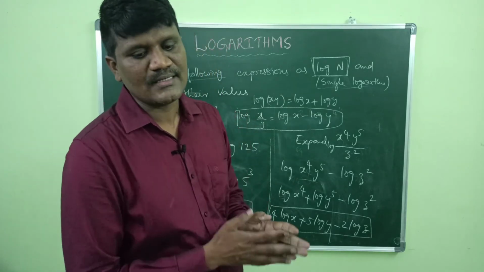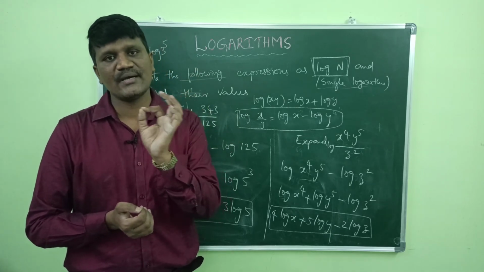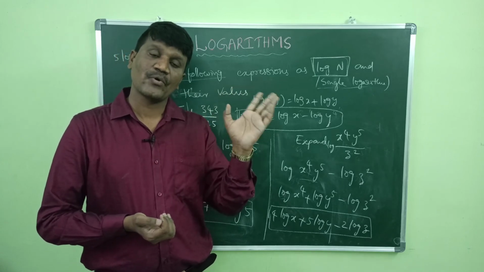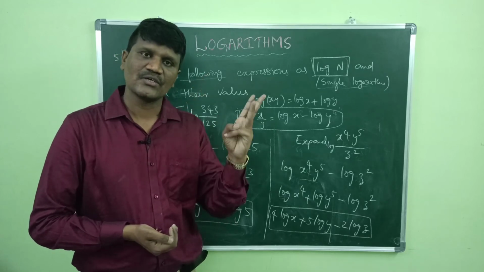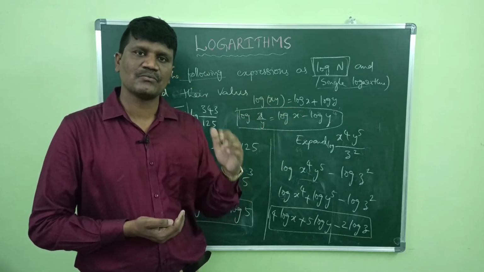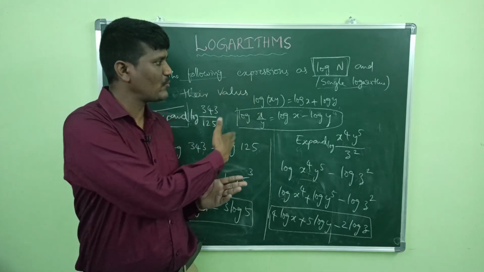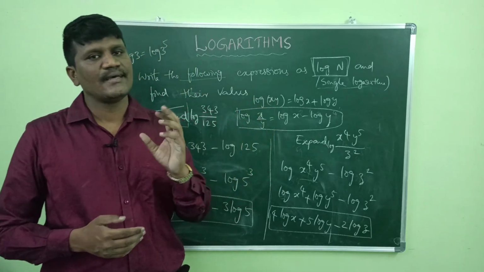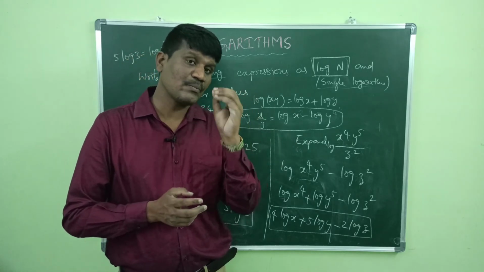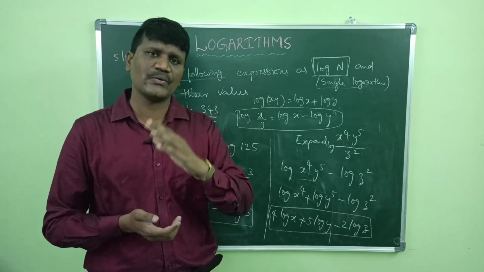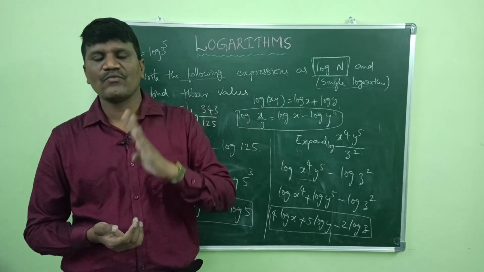So as of now what we learned is, the first one is the power rule, log x power m is equal to m log x, the second one is the product rule, log xy is equal to log x plus log y, and the third one is log x by y is equal to log x minus log y. Using these three formulas we have done some problems. You can do exercise 1.5, first bit, second bit, third bit, fourth bit, and also some examples. In the next video we are going to see the 4-mark questions.